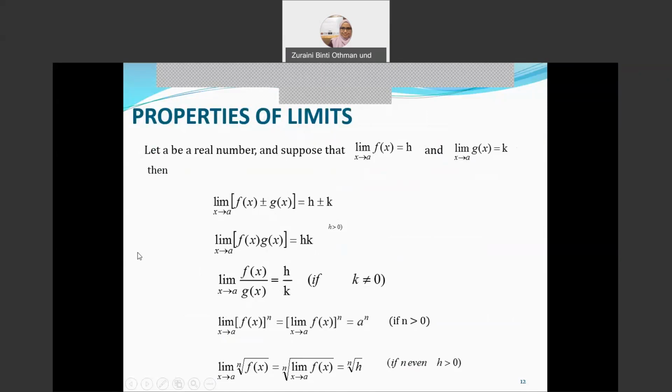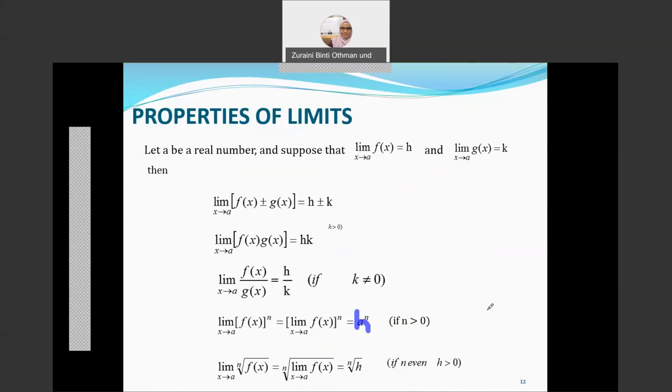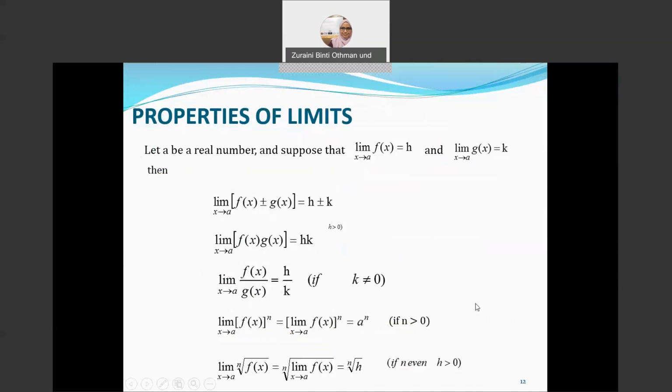Betul tak? Okay. So here if we have the power of n, so we can find the power of n here, which is the final value is also power of n. Okay, same goes to the square root here. But there is typo here, which is when it is power of n, so f(x) ni, so this is the value of h power of n. Okay, this is the properties of limit.